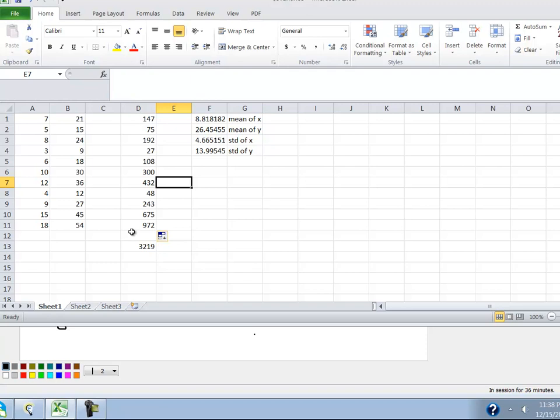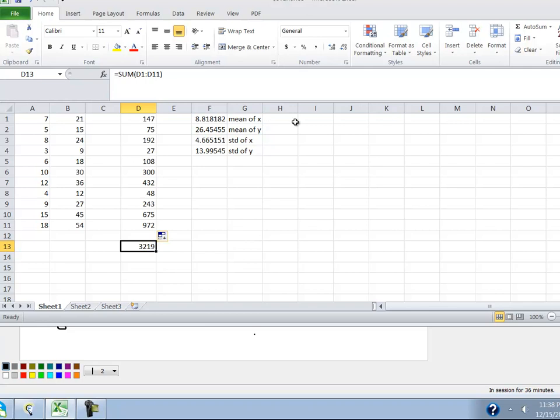And then you're going to take this column and add them up, and that's the number that you see down here, the 3219. To get that, I did the sum formula. It's equal sum and then the column in which your data values are in. And this is D1 to D11.